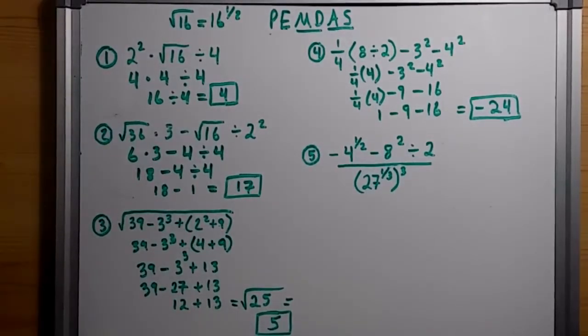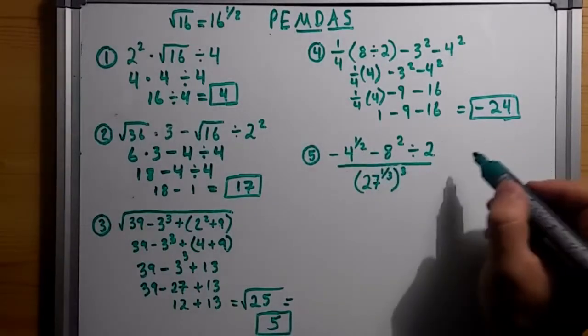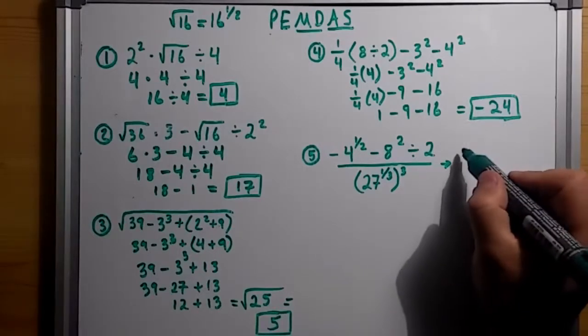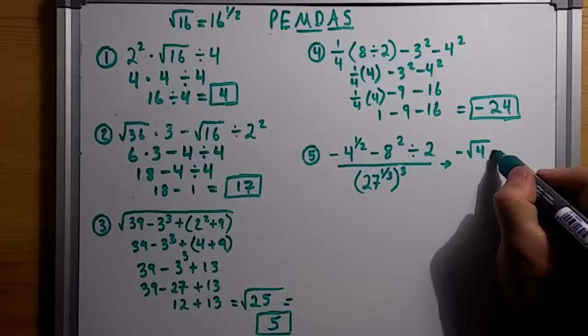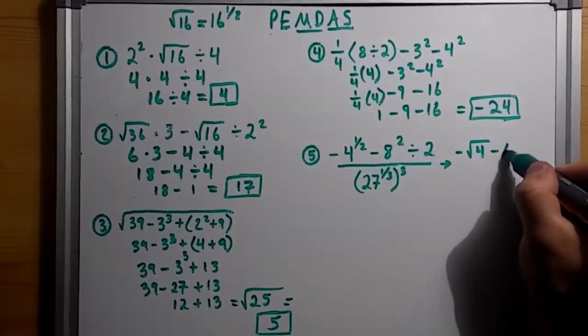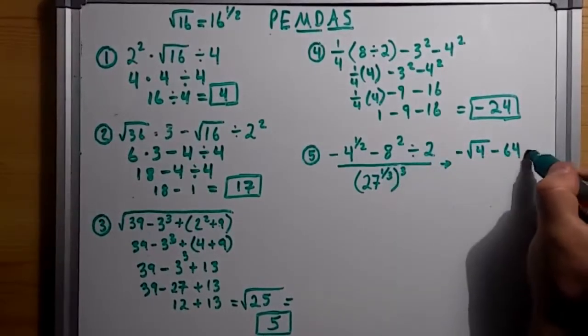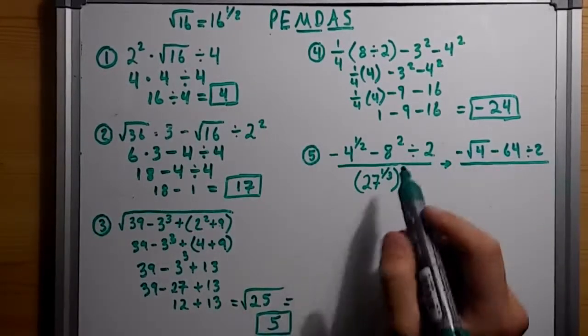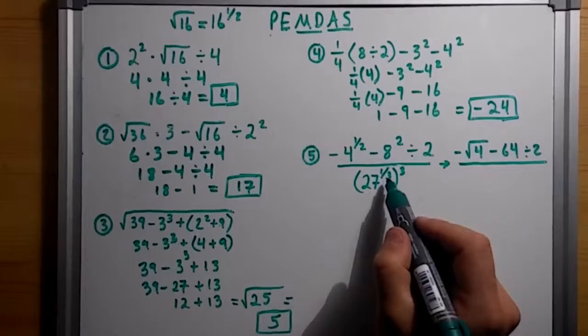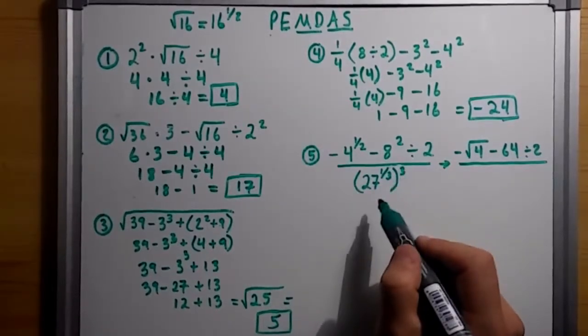Moving on to the last problem. This problem looks a little bit complicated, but we can rewrite this and make this look a little bit nicer. First thing I want to do is take 4 to the 1/2 power. I'm going to rewrite that as a radical, so the negative square root of 4 minus 8 squared is going to be 64, and then divided by 2. And I'm going to have 27 to the 1/3 power, which is raised to the power of 3 itself.